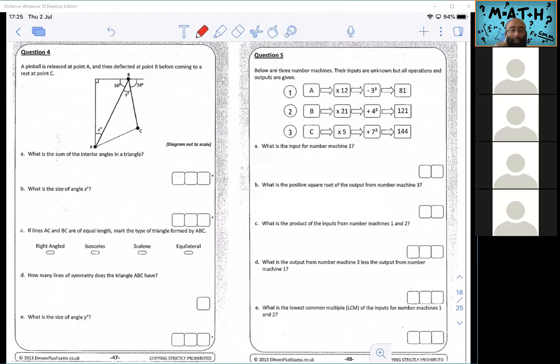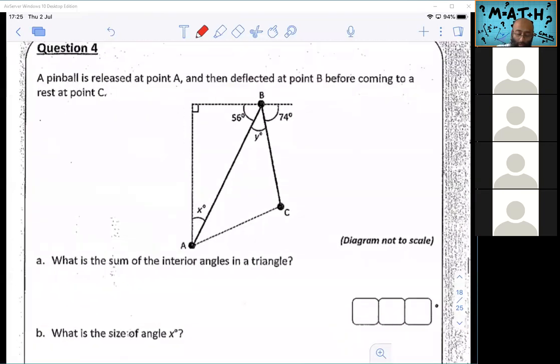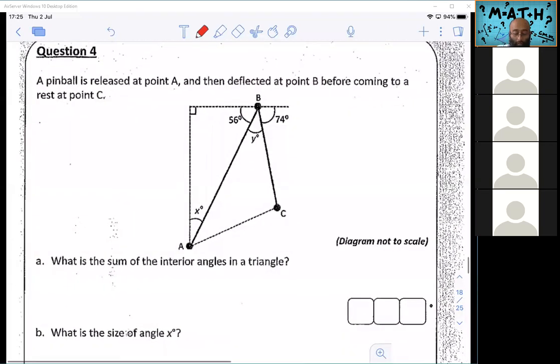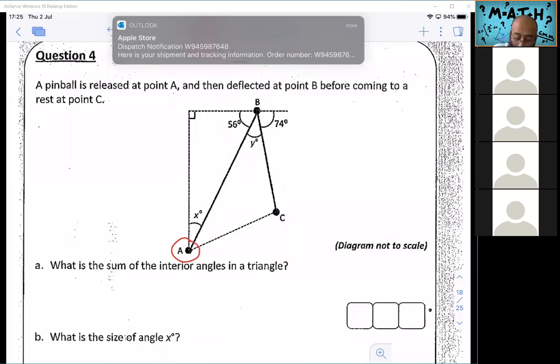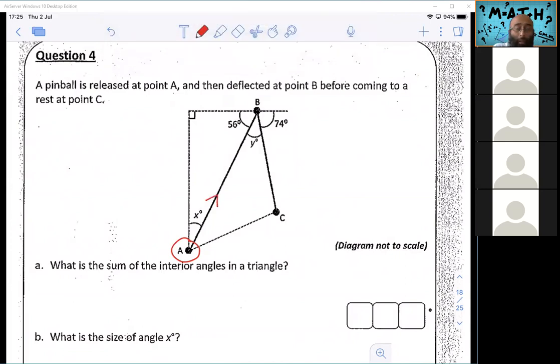Come on, give me the next question, because you've done angles with me. Let's go. Okay, question 4. A pinball is released at point A and then deflected at point B before coming to a rest at point C. Okay, so the pinball is released from A, it goes and hits B.